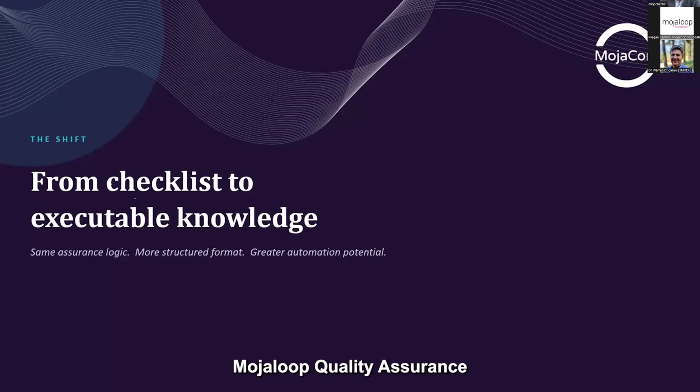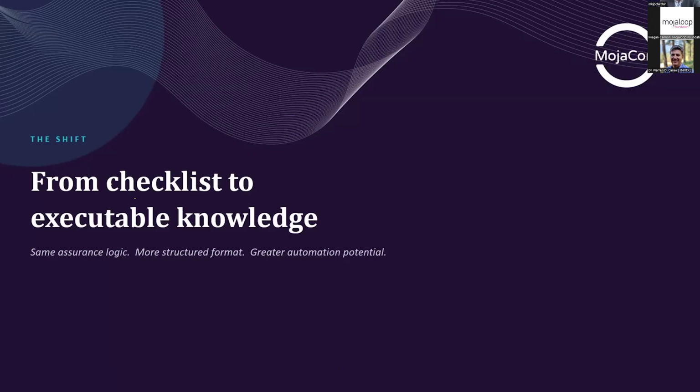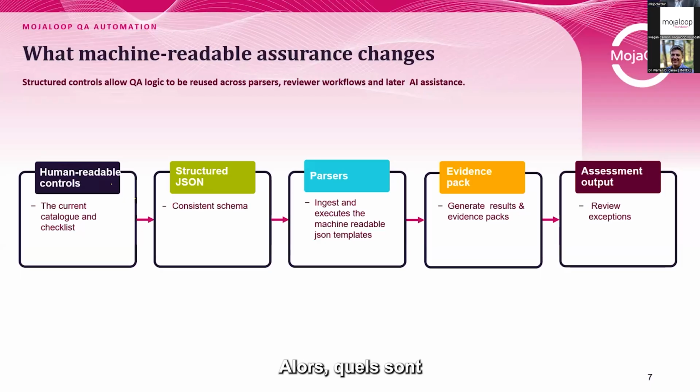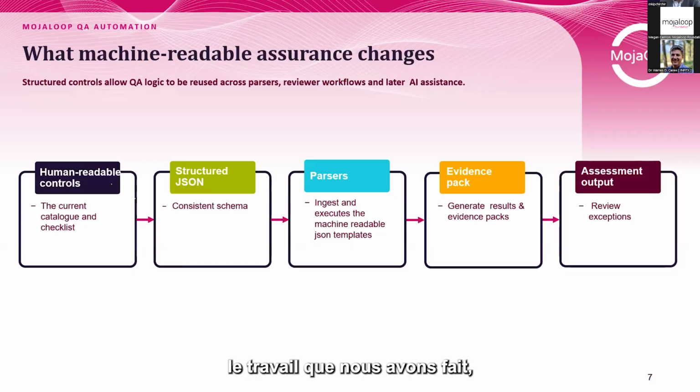the Mojaloop quality assurance workstream is currently working on automating the quality assurance framework, moving from checklists into executable knowledge. So what are the changes that we are going to see? Currently, we have a catalog which has checklists and control descriptions. The work that we have done, and I'll show you shortly where we are with this workstream, is to convert those controls, those test procedures, into JSON format.